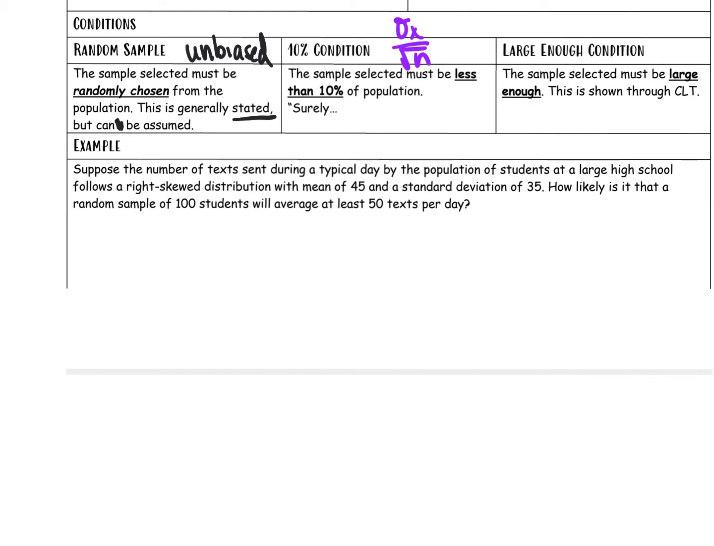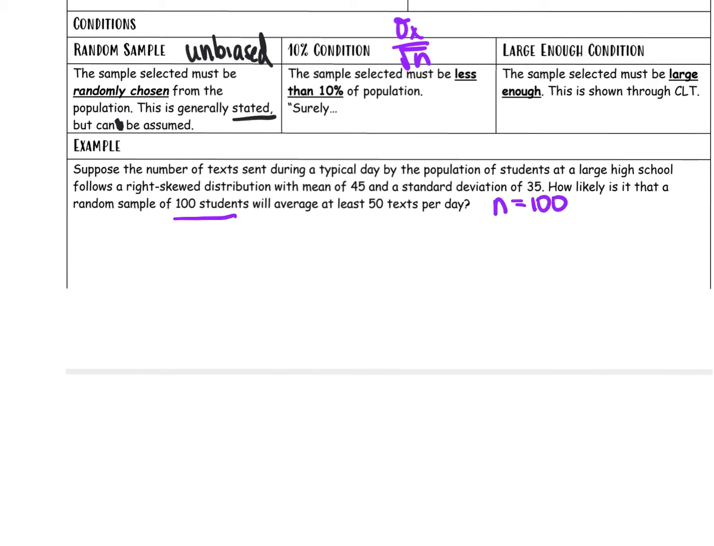So suppose the number of texts sent during a typical day by the population of students at a large high school follows a right-skewed distribution with a mean of 45 and a standard deviation of 35. How likely is it that a random sample of 100 students will average at least 50 texts per day? When I do a problem like this, the first thing I want to do is identify the sample size. And my sample size here is n equals 100.